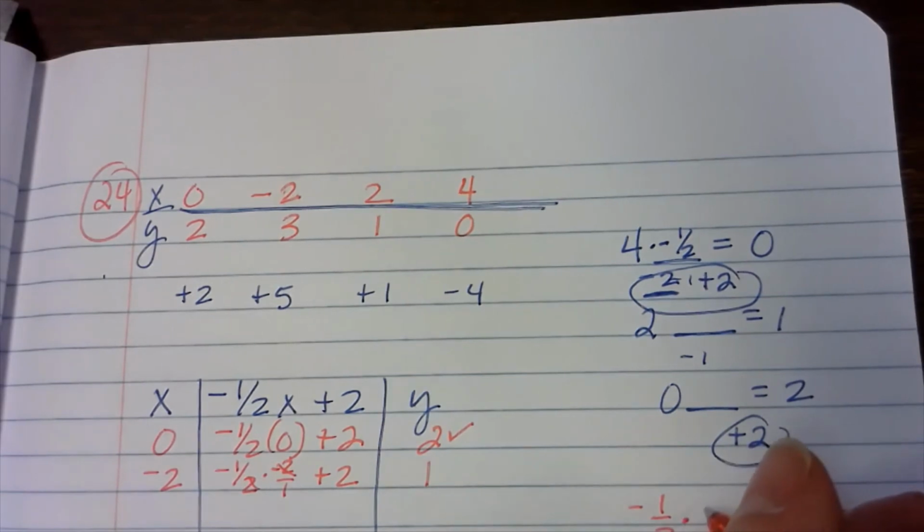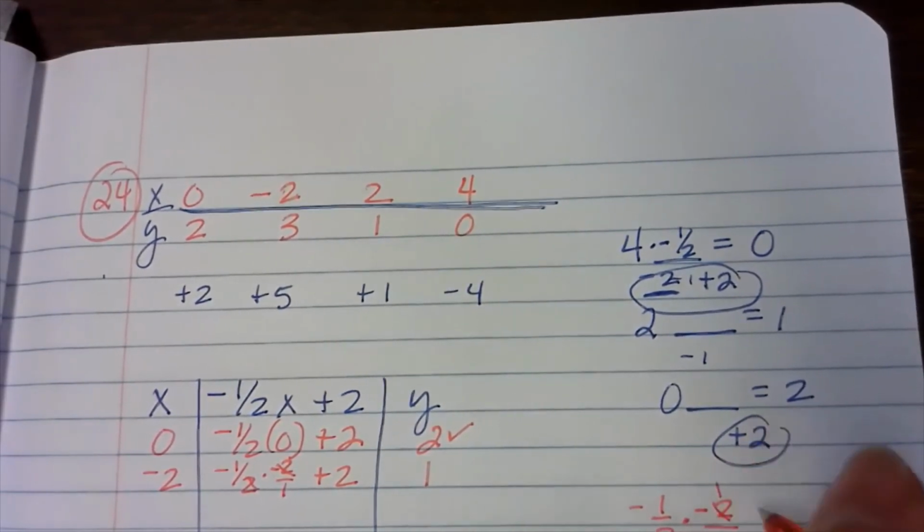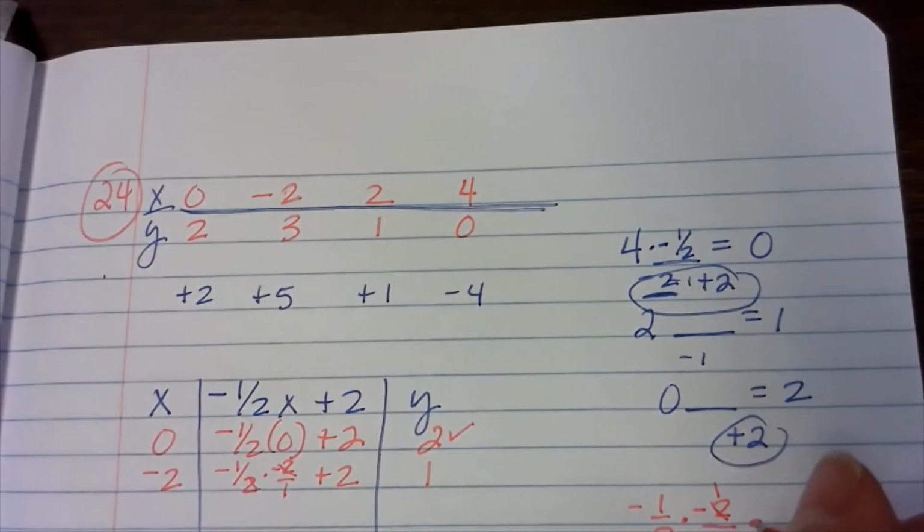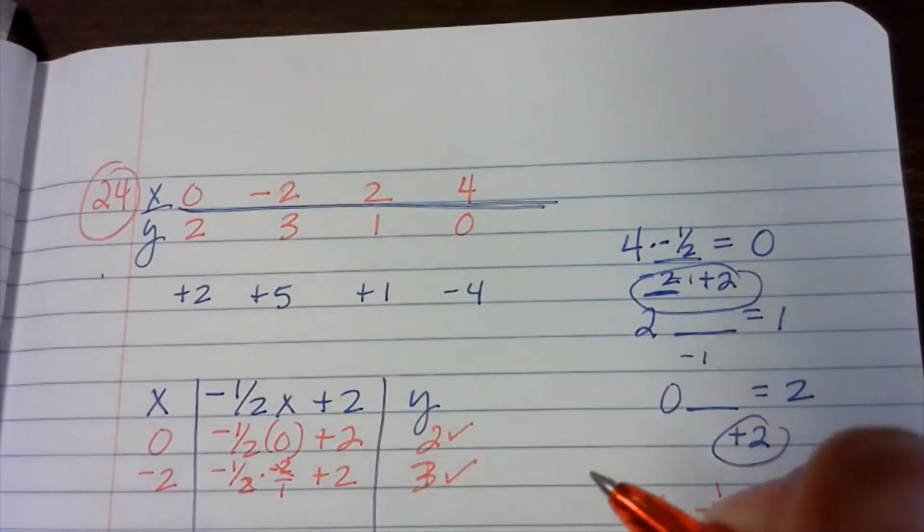Oh, wait. It's times negative, and I'm 2. So that's 1 and 1. These are negative, so it'd be a positive. So it'd be 1 plus 2 is equal to 3. So that one does work.